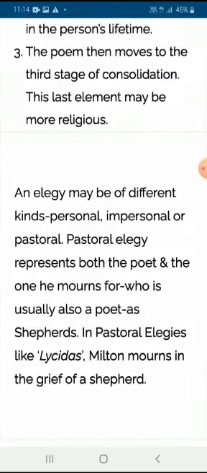An elegy may be of different kinds: personal, impersonal, or pastoral. Pastoral elegy represents both the poet and the one he mourns for, who is usually also a poet, as shepherds. In pastoral elegies like Lycidas, Milton mourns in the guise of a shepherd.